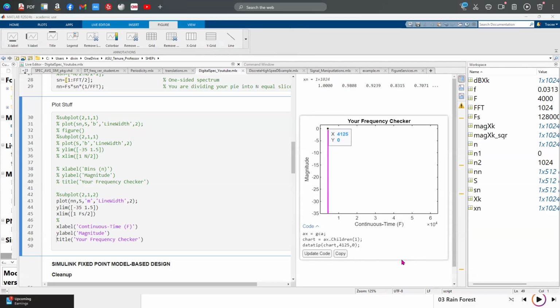Okay, so you have now looked at the digital spectrometer's MATLAB frequency plan, and in our next video, we'll move on to the Simulink fixed point model.